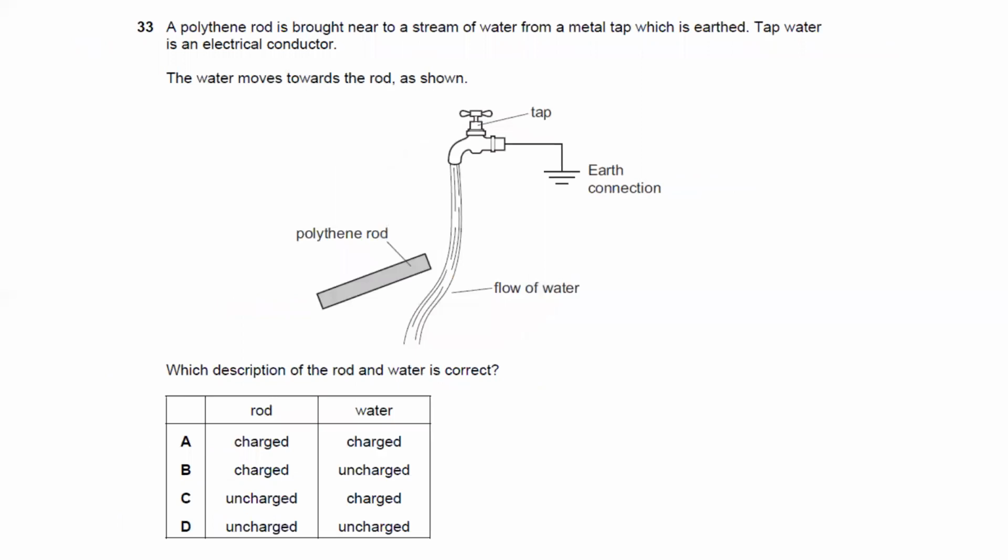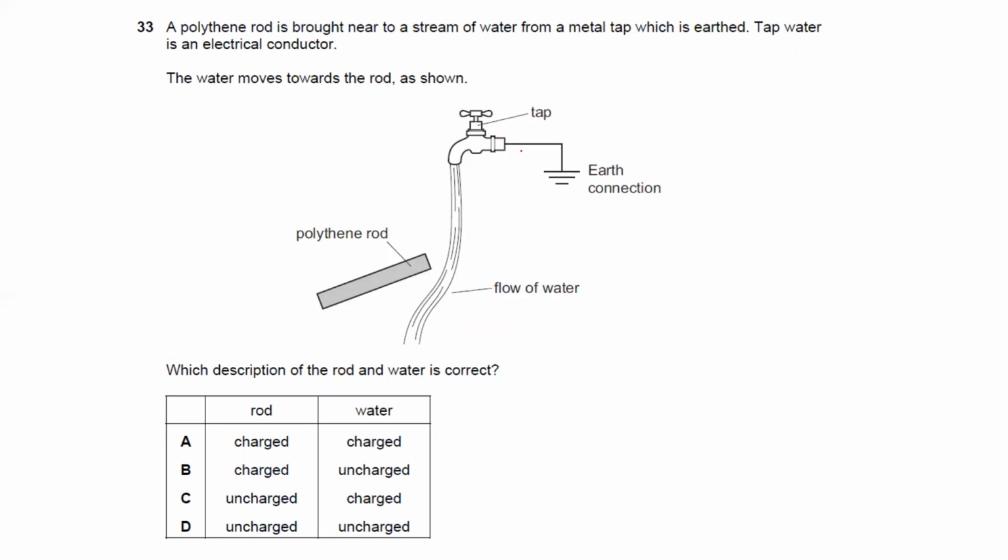Then question number 33. It says a polythene rod is brought near the stream of water from a metal tap, which is earthed. So the metal tap is earth. The tap water is an electrical conductor. The water moves towards the rod as shown. Which description of the rod and water is correct?